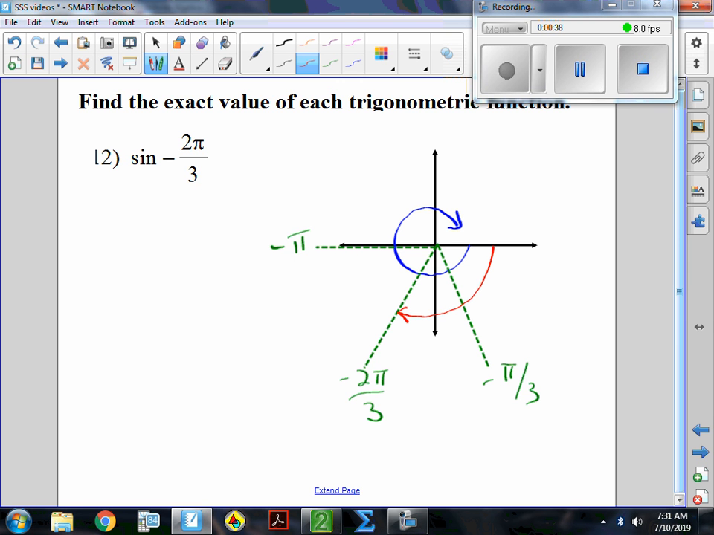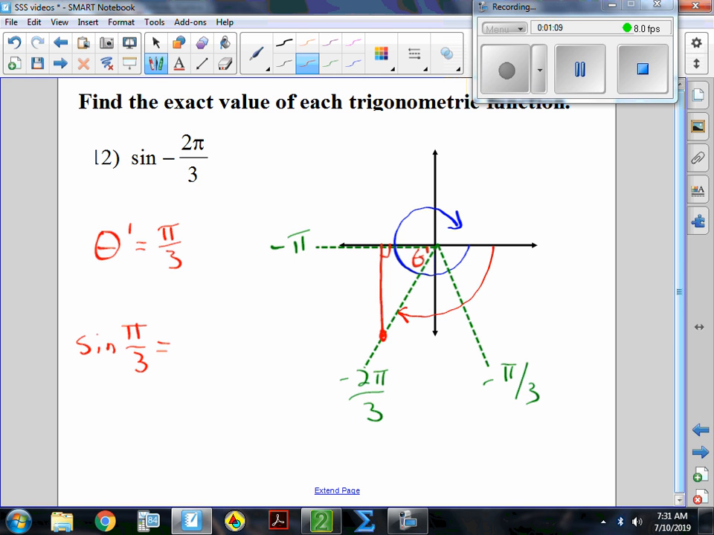When we're working with any angle outside of quadrant 1, we use a reference angle, which means we pick a point on that angle, draw a vertical line to get a reference angle. My reference angle is going to be pi over 3. So the sine of negative 2 pi over 3 is going to be equivalent to the sine of pi over 3 after I take into consideration the positive or negative sign. So sine of pi over 3.